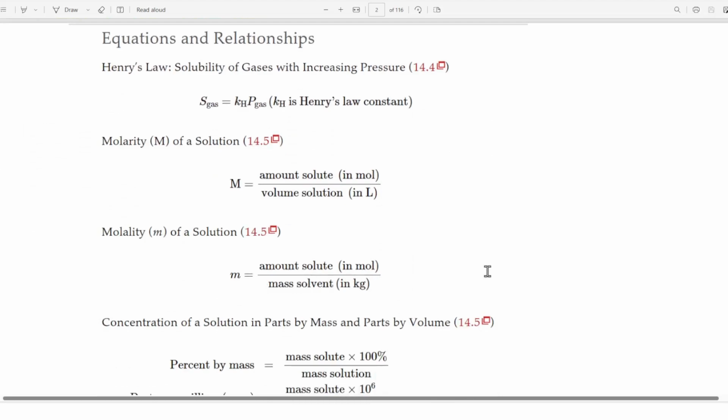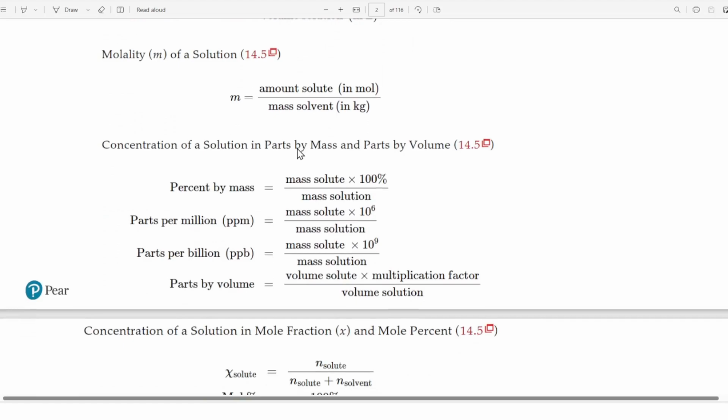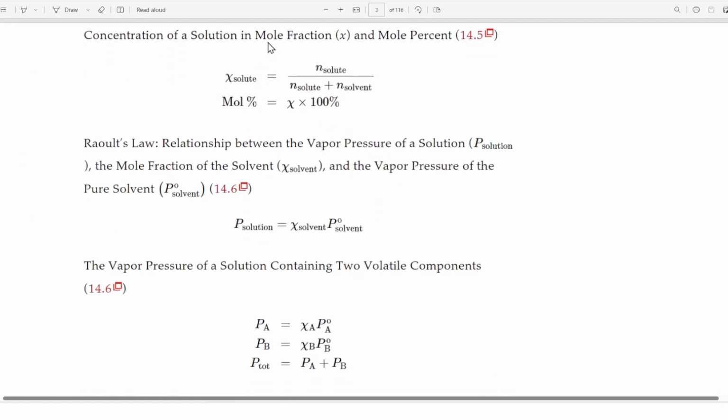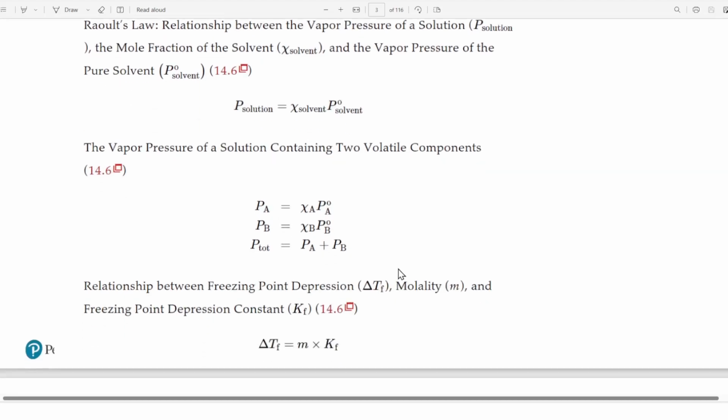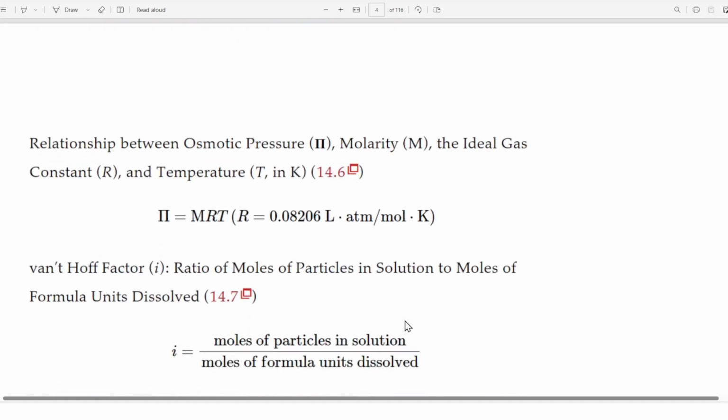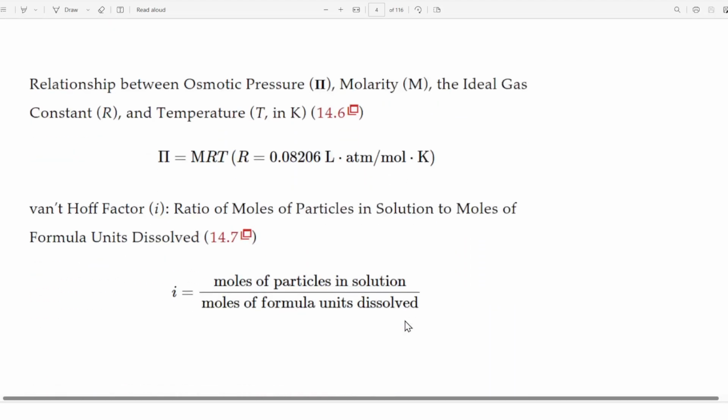Here are some equations and relationships. We'll be discussing Henry's law, molarity, molality, concentration in parts by mass and parts by volume, concentration in mole fraction and mole percent, and Raoult's law, and vapor pressure of a solution with two volatile components, freezing point depression and boiling point elevation, and osmotic pressure.